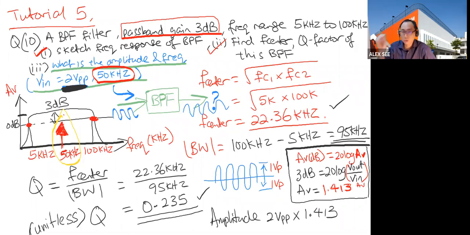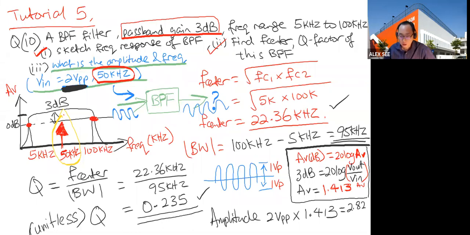Remember, you don't go and take the dB and multiply the amplitude by it. It doesn't work. You need to convert the decibel into the voltage gain, then only you can multiply. So if you multiply this by 2, you get 2.82, which is according to your solution, which I WhatsApp'd you already. So the output of this bandpass filter is an AC signal of 2.82 volt peak to peak, and the frequency is 50 kilohertz.